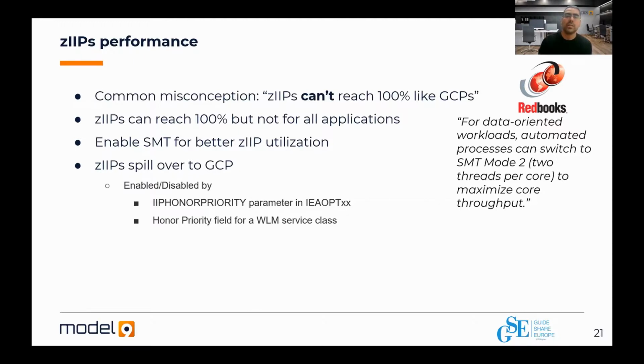So for example, if you do not want Model 9 to spill over to GCPs, you would specify that in the Model 9 service class in WLM, that data management should not spill over to GCPs.